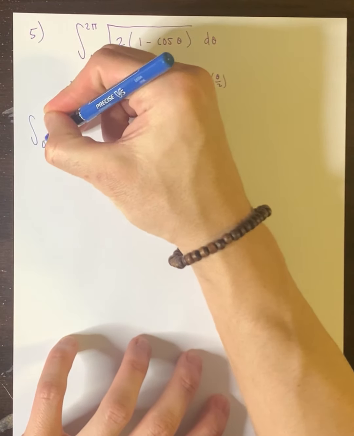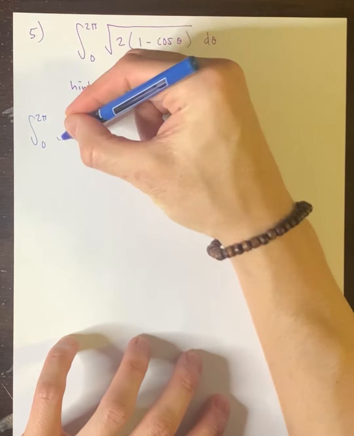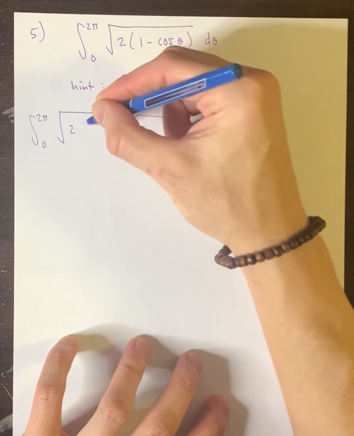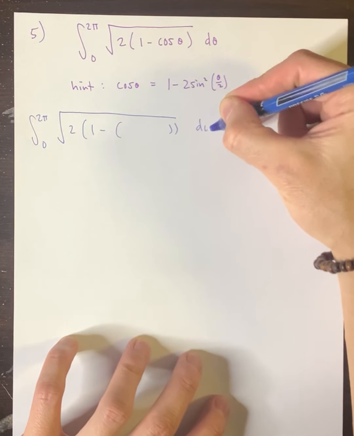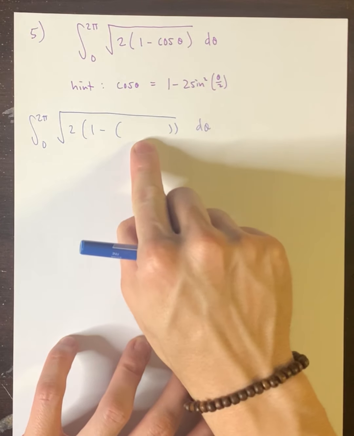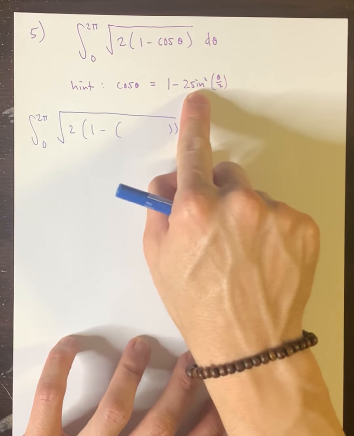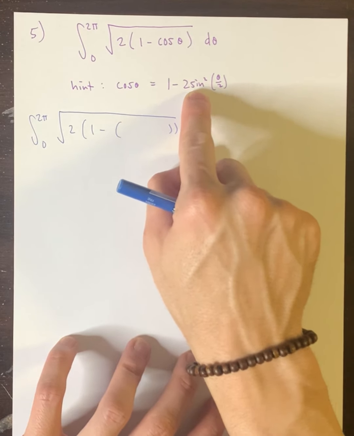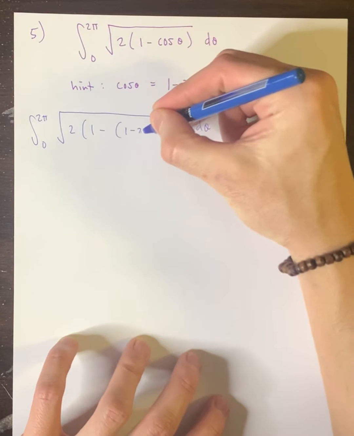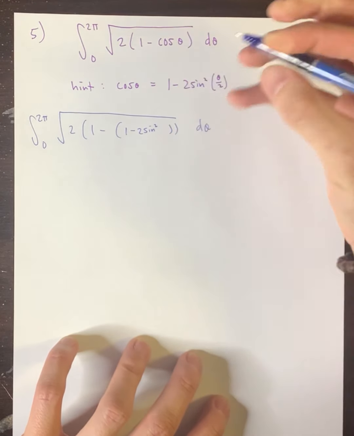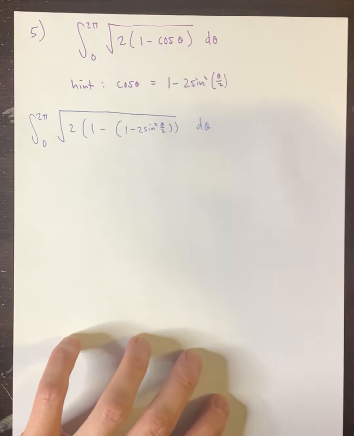So we have the integral from 0 to 2 pi of the square root of 2 times 1 minus something, d theta. What goes in here? Cosine. What can cosine be replaced by? A great many things. But in this context, we'll use this in there: 1 minus 2 sine squared of theta halves.